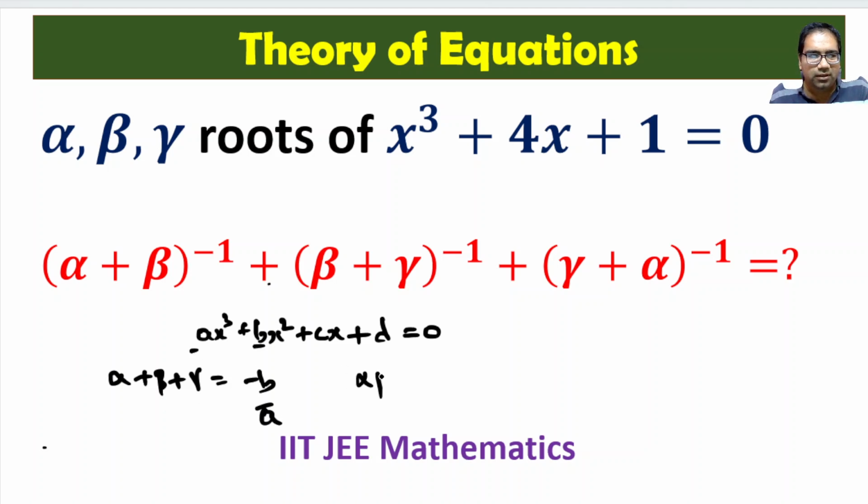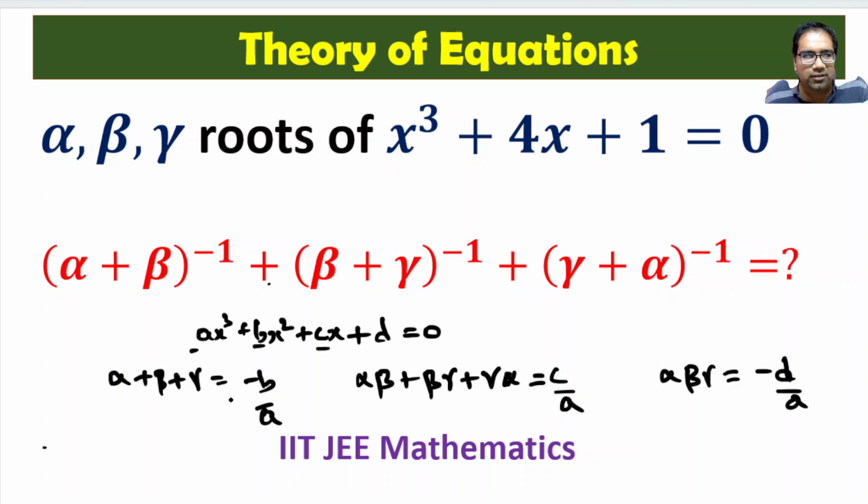Similarly, alpha beta plus beta gamma plus gamma alpha, what is this equal to? This is c by a. Please notice, when you are taking 1 at a time, it is minus. When you are taking 2 at a time, it is plus c by a. Similarly, when you are taking 3 at a time, alpha beta gamma, the product of the roots, it should be equal to minus d by a. So 1 at a time is minus, 2 at a time is plus, 3 at a time is minus.